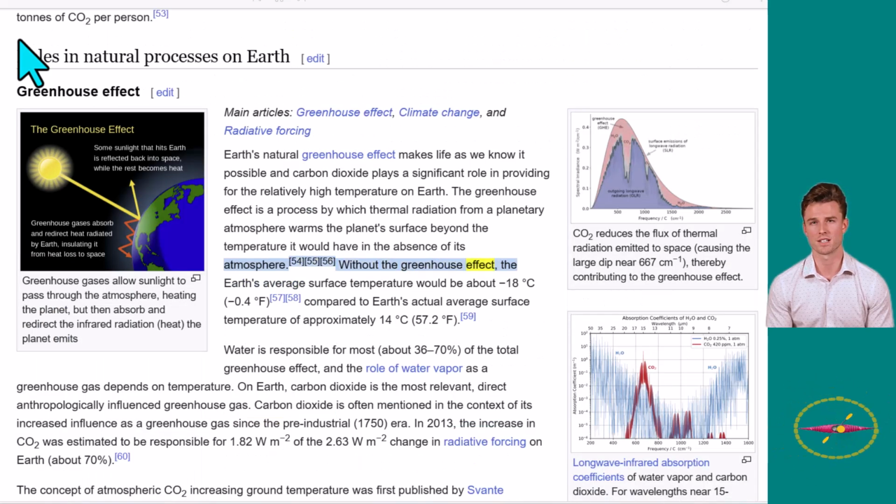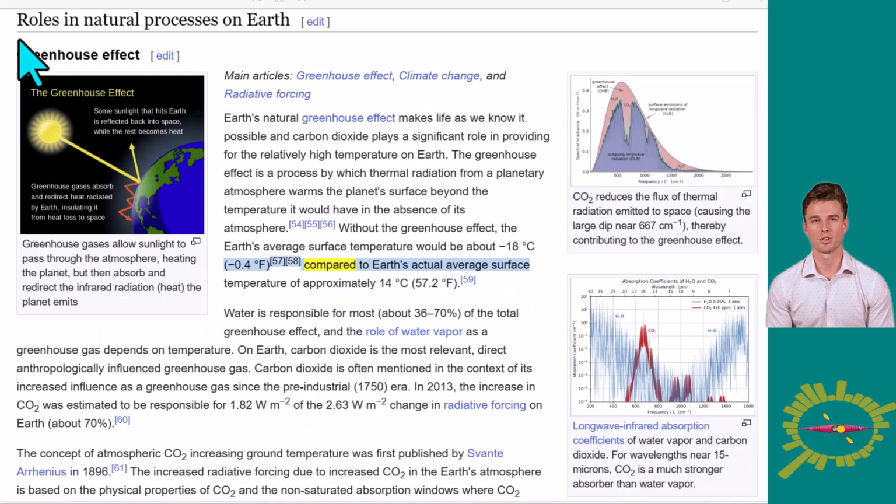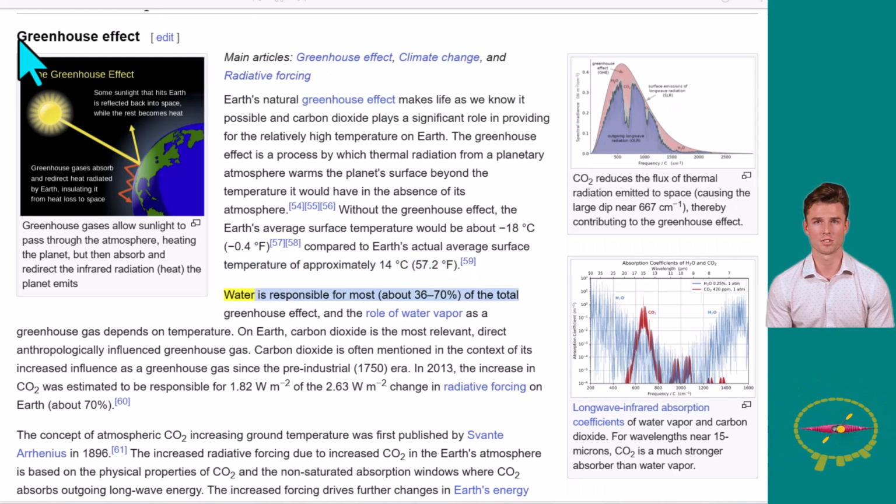Without the greenhouse effect, the Earth's average surface temperature would be about -18 degrees C, -0.4 degrees Fahrenheit, compared to Earth's actual average surface temperature of approximately 14 degrees C, 57.2 degrees Fahrenheit. Water is responsible for most, about 36 to 70%, of the total greenhouse effect, and the role of water vapor as a greenhouse gas depends on temperature.